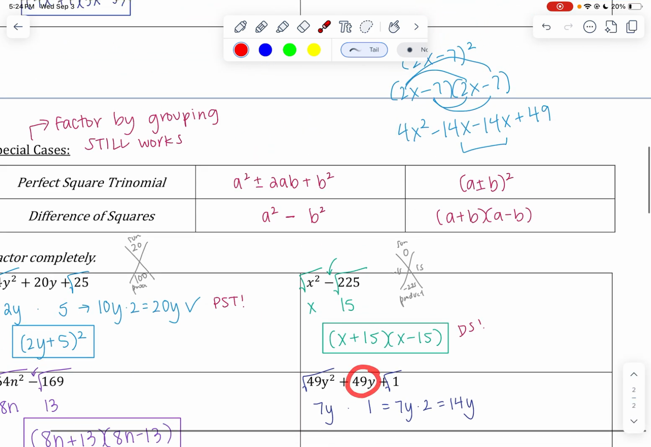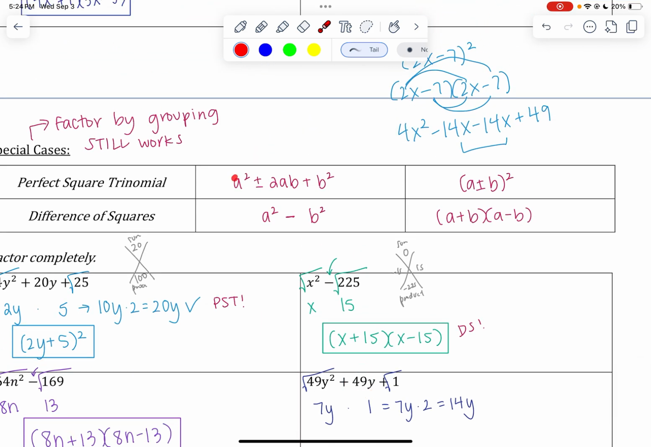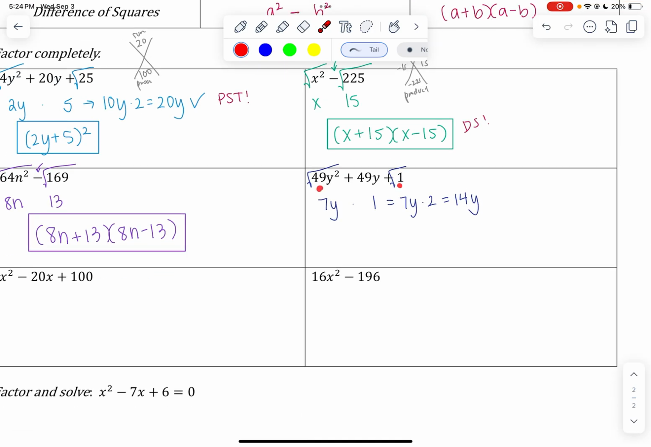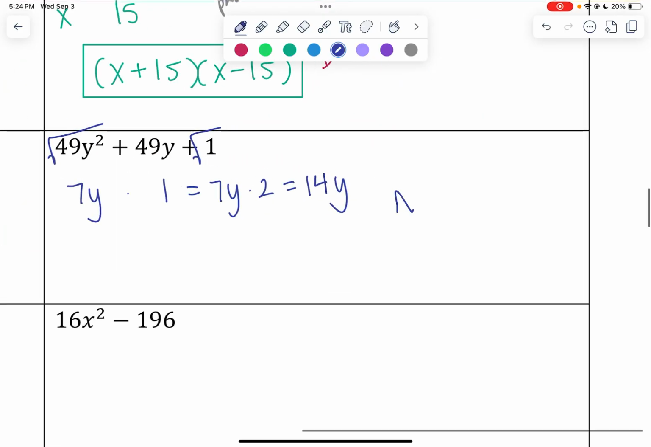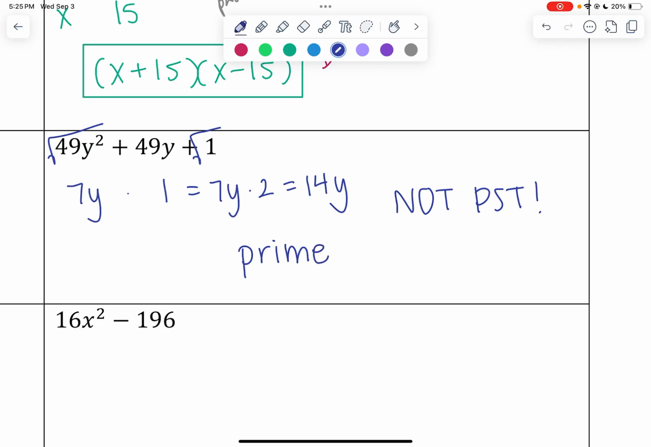So back up here. Your middle term is like the square root of the first times the square root of the last times 2. So I square rooted the first, the square root of the last, times 2 is 14y. That's not 14y, which means this is not a perfect square trinomial. So this would be prime. I don't even have to set up my x. It's not going to factor.